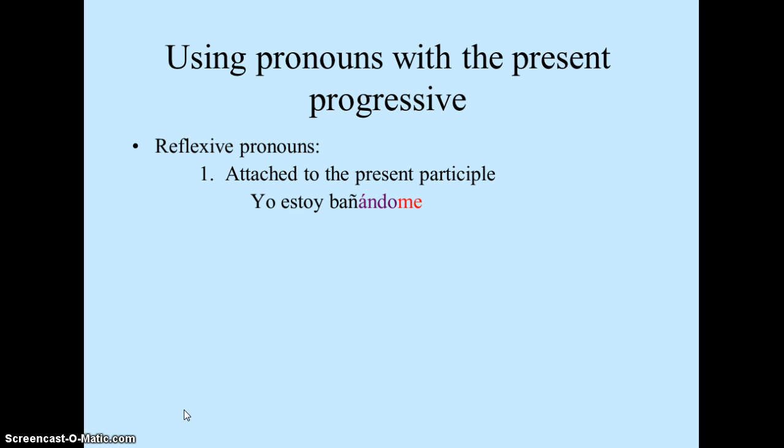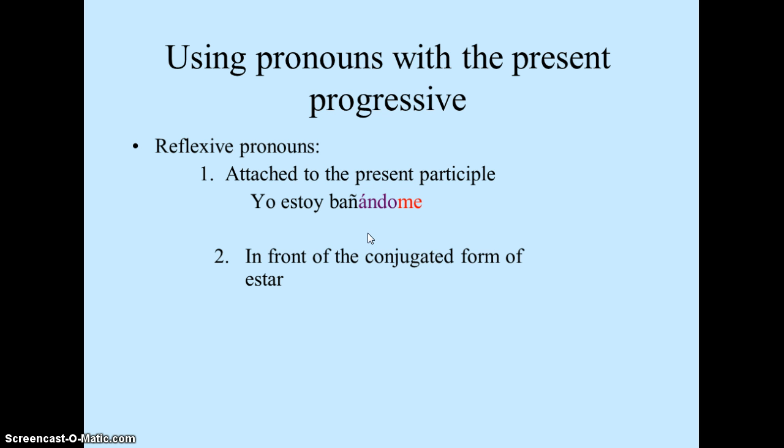Yo estoy bañándome is our first option. Okay, and reflexive pronouns are the me, te, se, nos, os, se that we use when we're doing something to ourselves, like a lot of our getting ready verbs, like I'm bathing or I am showering. So that was our first option, was to attach. So you have to make sure that if you're going to attach at the end of the participle, you have to add the accent, okay?